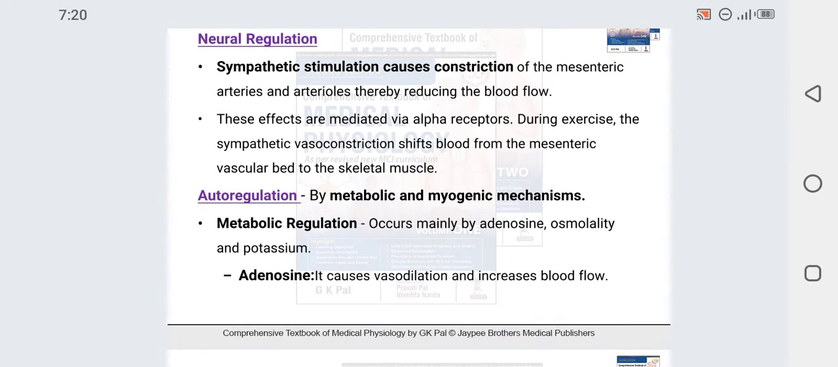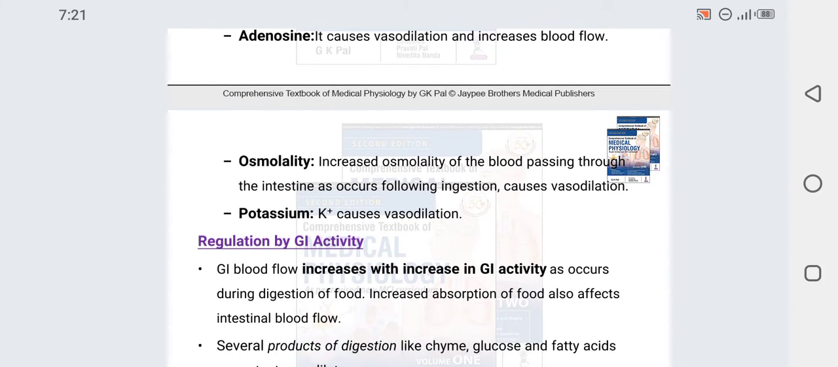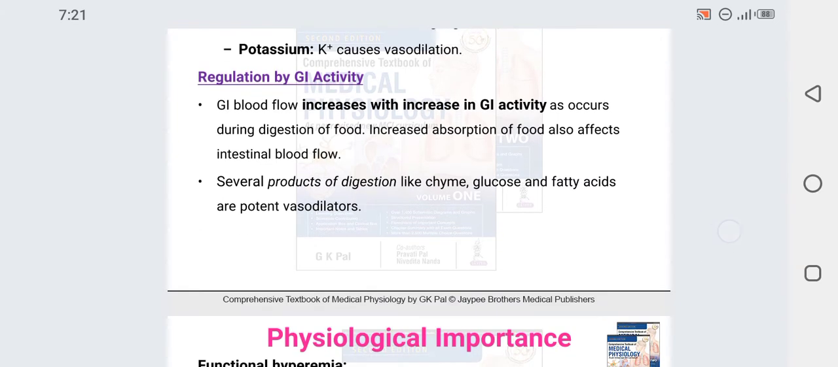Second comes auto-regulation by metabolic and myogenic mechanisms. Metabolic regulation occurs mainly by adenosine, osmolarity, and potassium. Adenosine causes vasodilatation and increases blood flow. Increased osmolarity of the blood passing through the intestine, as occurs following ingestion, causes vasodilatation, and potassium causes vasodilatation.